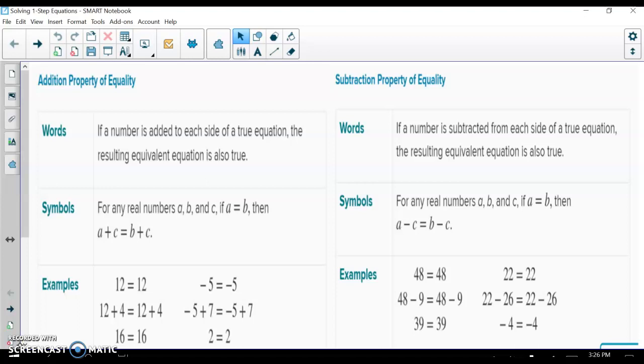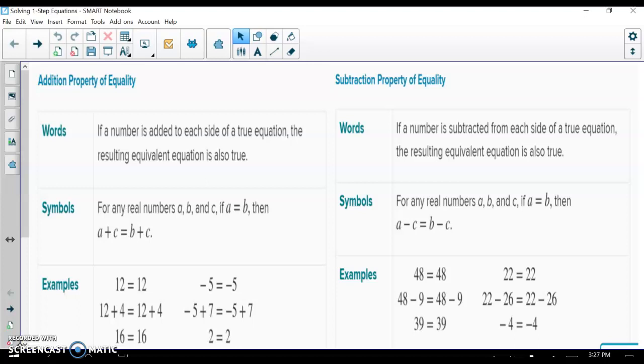We have the addition property of equality, the subtraction property of equality, the multiplication property of equality, and the division property of equality. These first 2 slides, you don't need to write down all of these words, symbols, and examples. They're just here so you can see and understand that when you are doing all of these steps, there is a property that goes with all of this and is the reason why you do it like this.